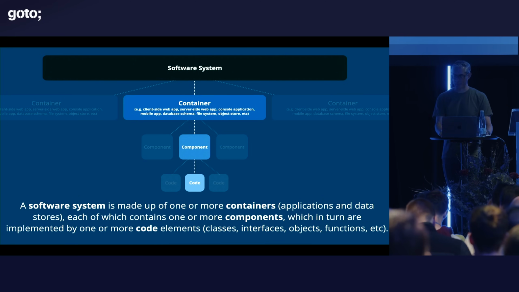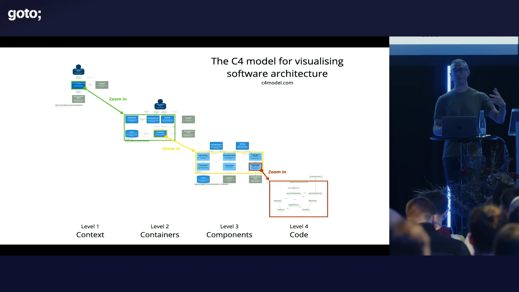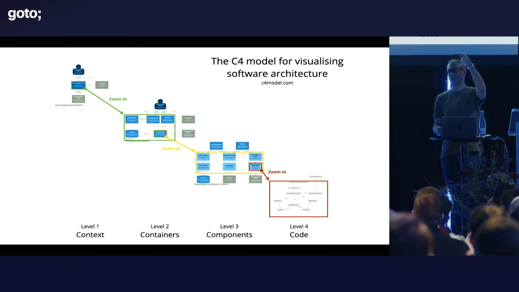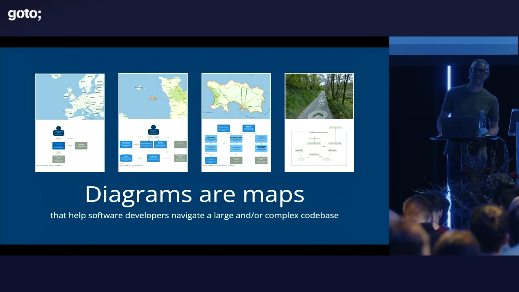So it's a set of 4 abstractions, and then you have a set of 4 hierarchical diagrams that map onto those 4 levels of abstraction. So C4 is actually named after the diagram types. It's context, containers, components, and code. And really the concept here is diagrams as maps.